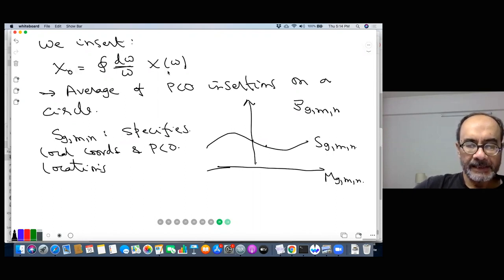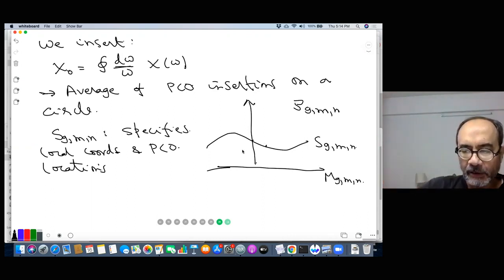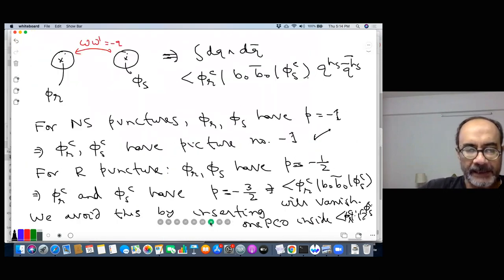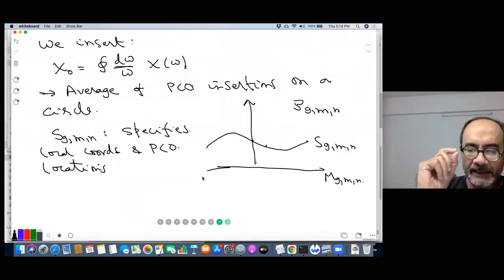Now, what this condition tells us is that the section that you choose has to have some special property near the boundary. Namely, if the two Ramond punctures are being sewn together, then one of the PCOs must be inserted on the neck, where you are sewing them together. Furthermore, it has to be inserted not as a single object, but as an average of many insertions.